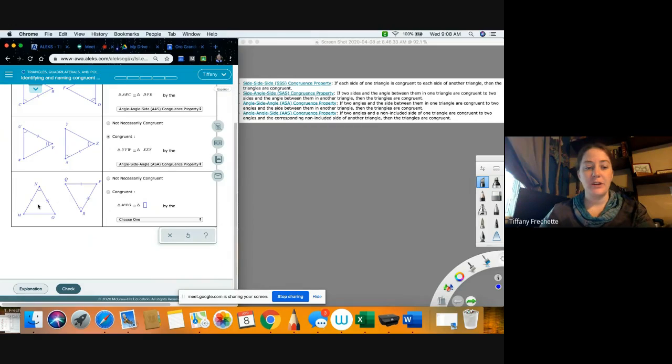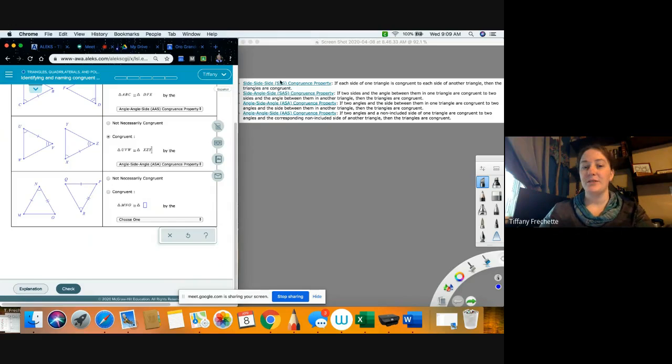So this bottom one, I can see I have a side, an angle, and a side. So I have all the pieces I need for side, angle, side, but we need to make sure they're in the right order. So I have side, angle, side here. But if I come over here, I have side, side, angle. And if we say that backwards, it makes a bad word. I always tell my students in class, if it makes a curse word, you can't use it.